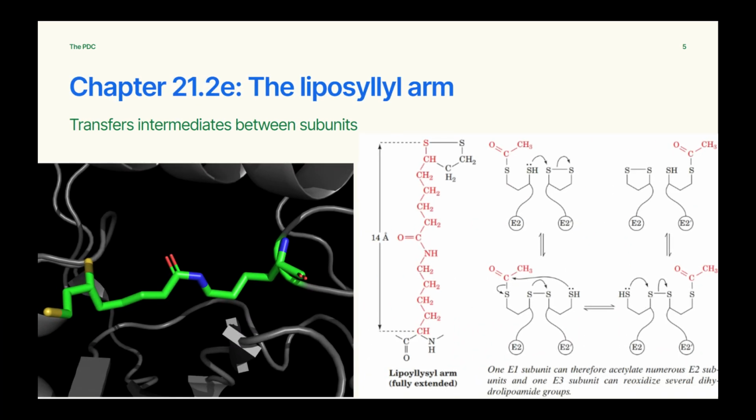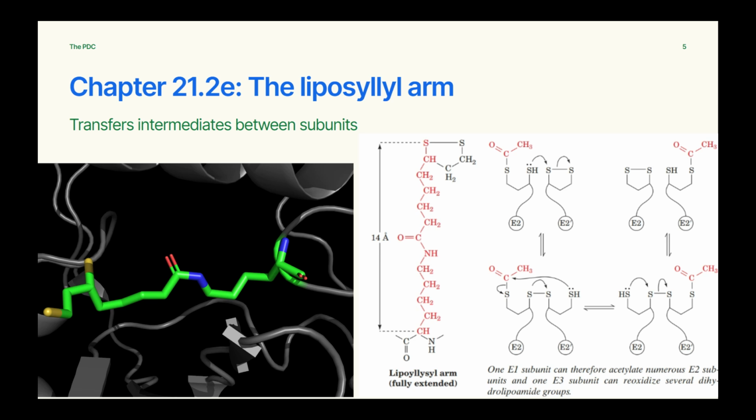One advantage discussed with the PDC is the ability to channel metabolic intermediates between enzymes. But how does this work? The structure of the R group on E2, shown in this figure, has a fully extended length of 14 angstroms. Here, the catalytic sulfurs are highlighted in yellow while the carbon arm is green. This lipoyl-lysyl arm, in conjunction with a 140 angstrom outer linker group mentioned by a different group, can fully extend and move the attached lipoyl group between the active sites of E1, E2, and E3.